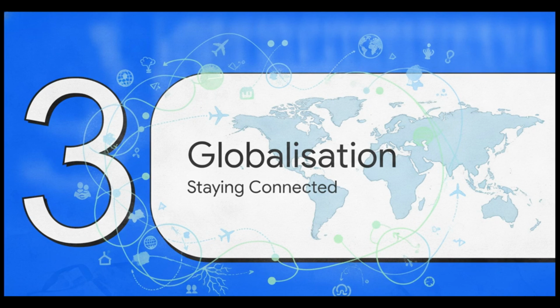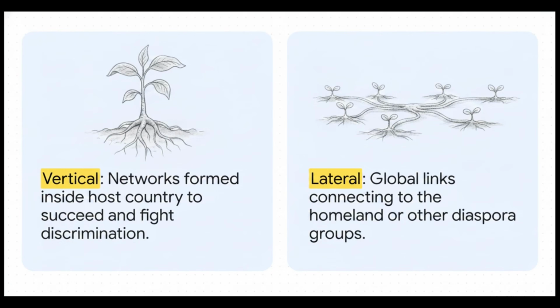Section 3. Globalization and networks. Staying connected. Okay, so how do these communities actually survive and thrive in a practical sense? Well, they essentially deploy a dual network strategy. On one side, you've got vertical networks. These are formed locally, right inside the new host country, where communities band together to fight discrimination and build economic success. But on the flip side are lateral networks.